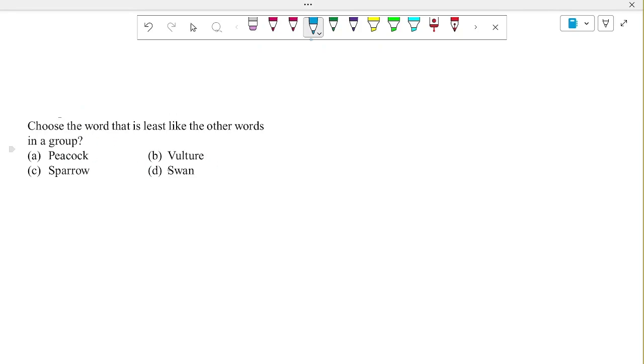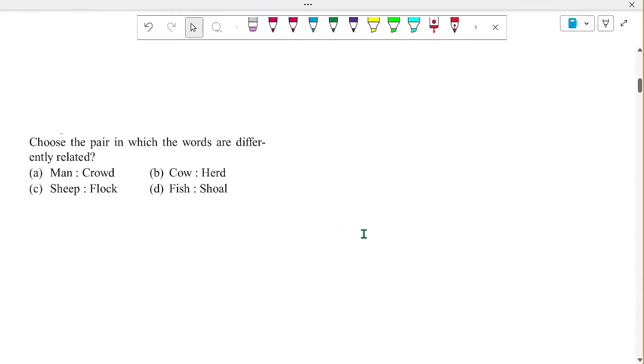If you look at this swan, its dwelling is more in water. That's why, compared to all the others, this will be the odd one out. These are a bit difficult, but if you practice, then you will be able to understand. Now, this is also a bit complex. Just see. We have man, crowd, cow, herd, sheep, flock, and then fish, shoal.